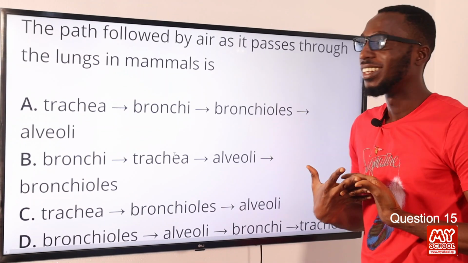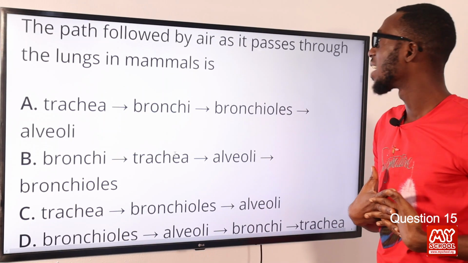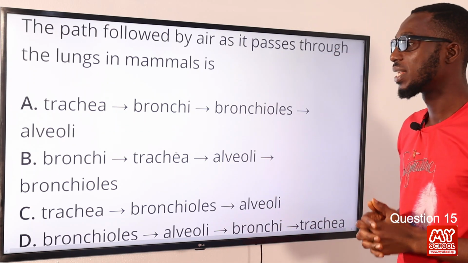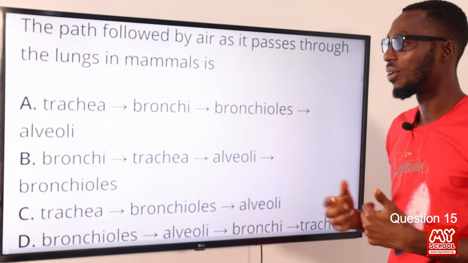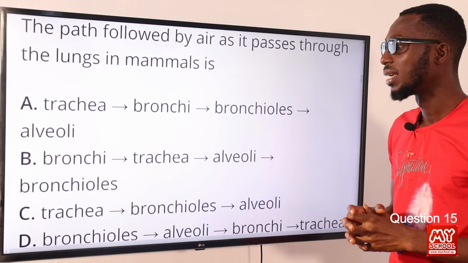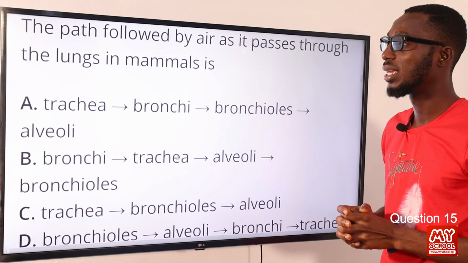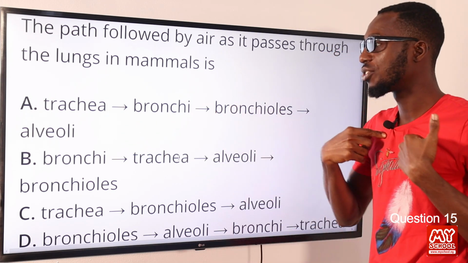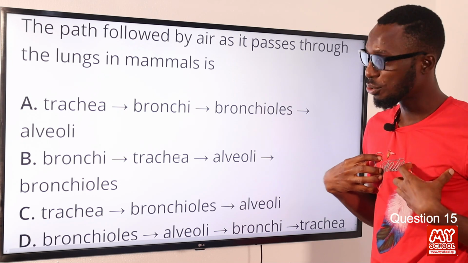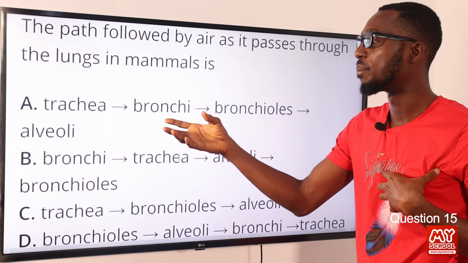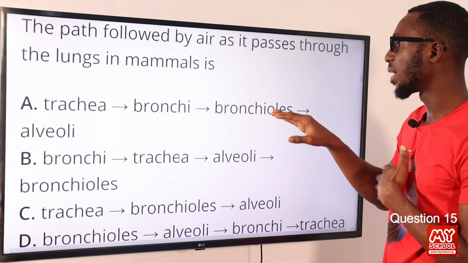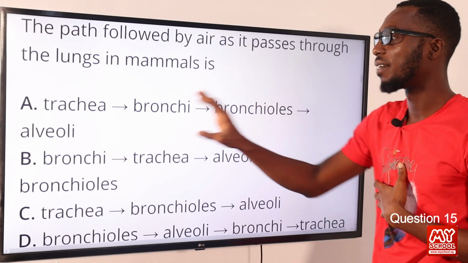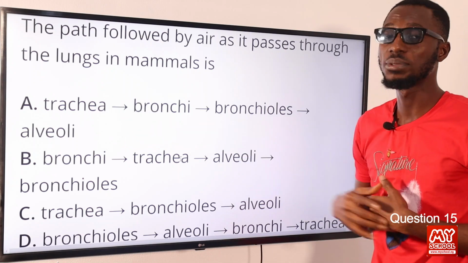Question 15. The path followed by air as it passes through the lungs in mammals is what? So I'm going to take this as coming from the outside. So if it's coming from the outside, that means it begins with the windpipe, your trachea. So from your trachea, it branches into the bronchus, this is plural from bronchi. So from the bronchi, it branches into the bronchioles. Then from the bronchioles, we have the alveoli. So the correct option here is option A.